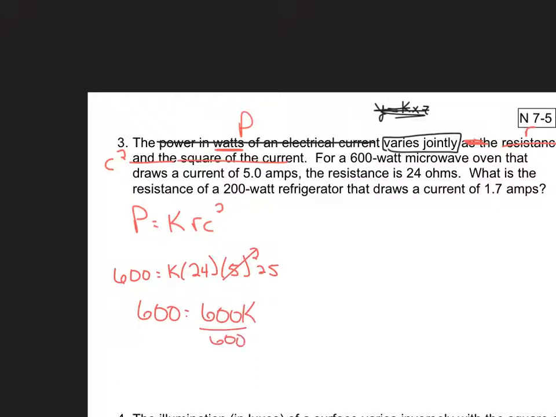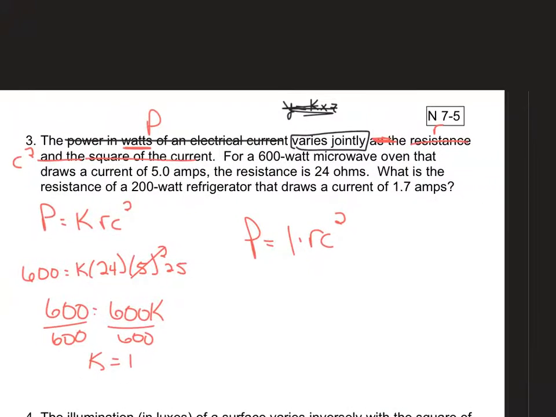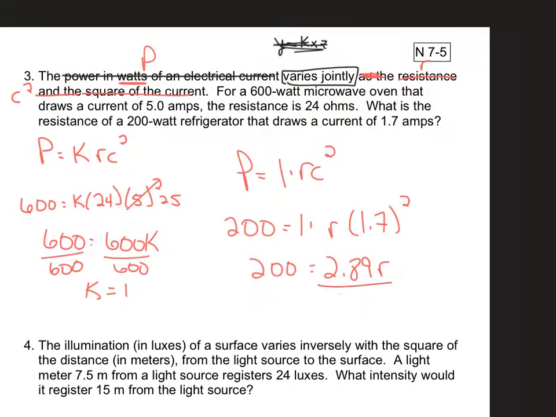We divide both sides by 600, and K equals 1. So P equals 1 times RC squared. Now, you really don't even need the 1 there. I'm just putting it there, but if you don't think you need it, just don't put it. And let's finish the problem. P is 200 equals 1 times, we're looking for R if we're using a current of 1.7, and we square it. Don't forget to do that. A lot of people do. 1.7 squared, we get 200 equals 2.89 R, and we divide by 2.89.